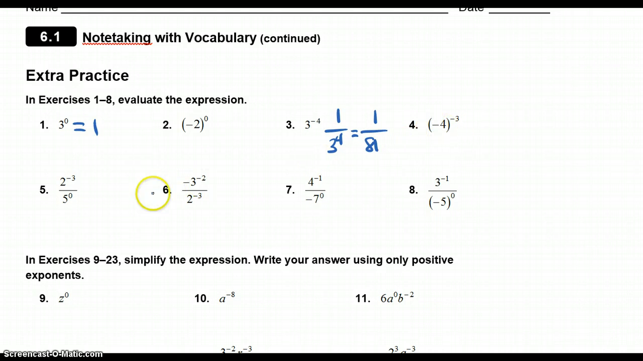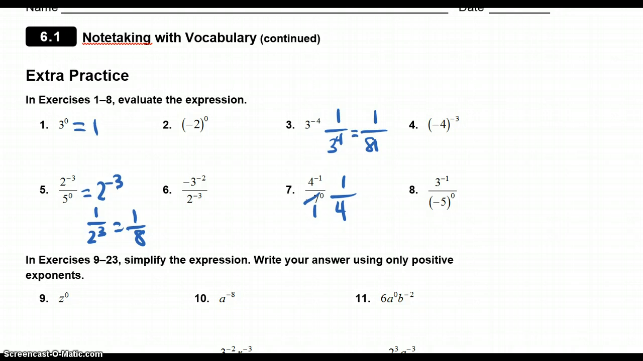Over here, let's move down to number 5. This would be 2 to the negative 3rd over 1. So 2 to the negative 3rd is the same as 1 over 2 to the 3rd power, which is 1 over 8. Okay, so moving on to number 7. Same thing. This on the bottom is just 1. So really you're dealing with 4 to the negative 1st, which is 1 over 4 to the 1st power.